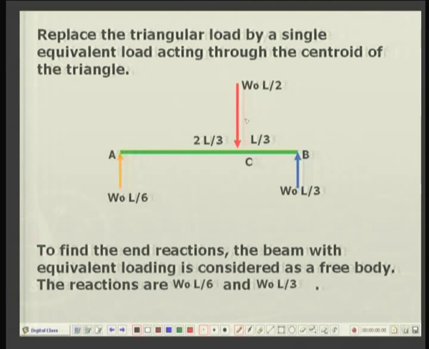And if you consider this entire beam with this loading as a free body, then you can find the reactions from the equilibrium equations. I will not do it now, you can do it yourself. It is by simply taking the summation of vertical forces equal to 0 and the summation of the moments about any point A or B, both points are equally good. You can find that the reaction at A will be W0 into L by 6, and the other reaction at B is W0 L by 3.